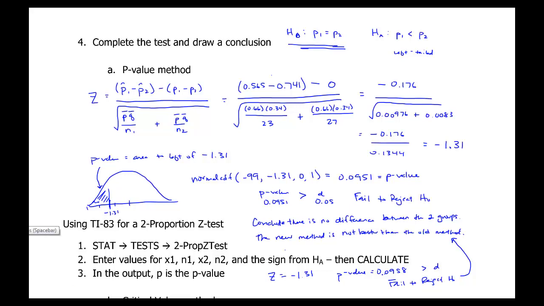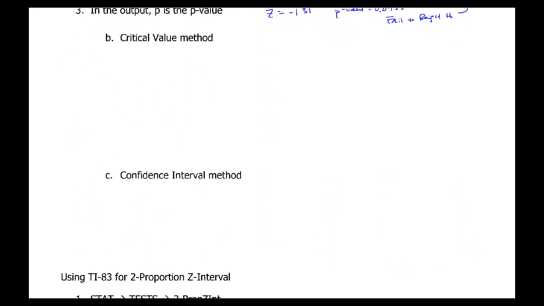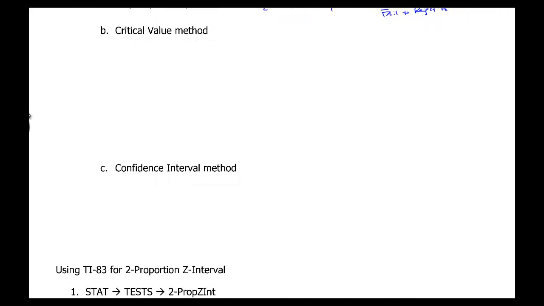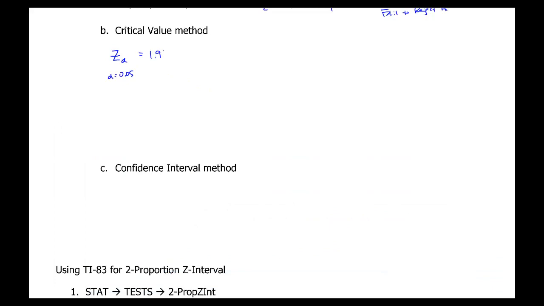Okay. So let's look at the other two methods, the critical value method and the confidence interval method. So critical value method, we need z alpha, and alpha is 0.05. And we can get that by looking up in the table. We have a one-tailed test. This is a left tail. And here's 0.05. So we go over to z, and we get 1.96. So that's our critical value for z.